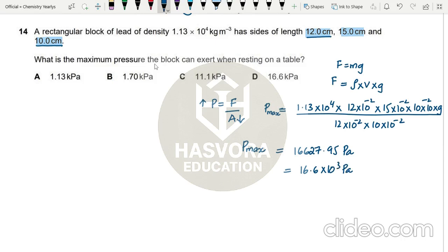And if they ask you about the minimum pressure, then you have to keep the maximum area. So for this question we have D as our answer. Now let's move on.